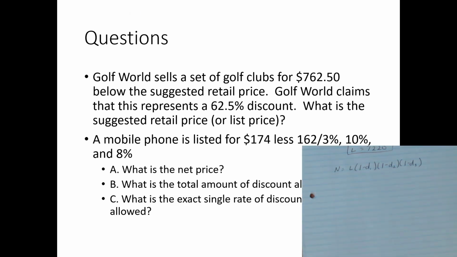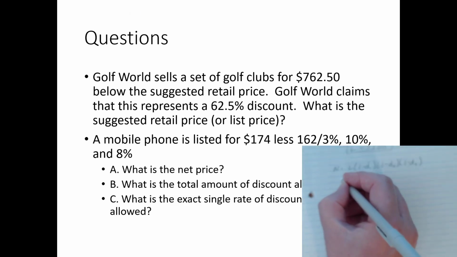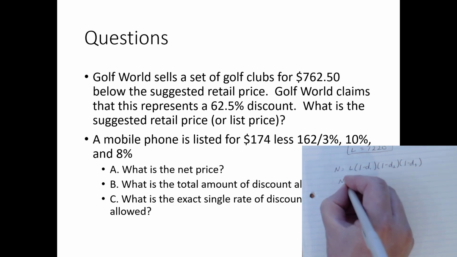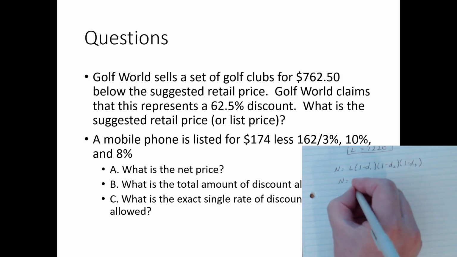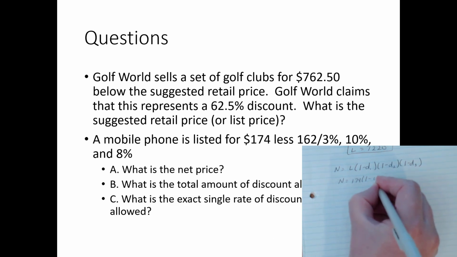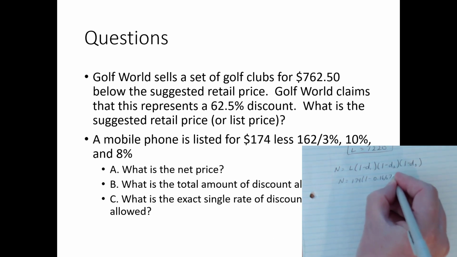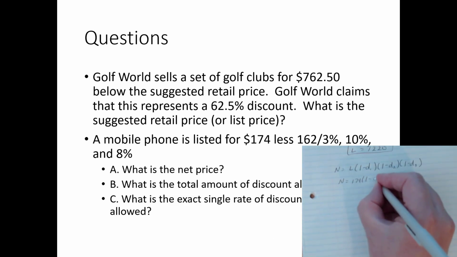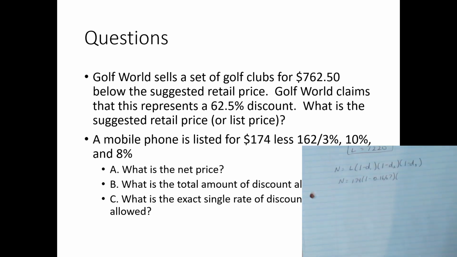And it works. So now it's asking me for the net price, so I just continue on with the N. I do have a list price of 174.1 minus, I'm just going to go to 4 decimal spots here. If you're doing this on MyMathLab or other online assignments, 6 decimal spots is usually what they recommend. Okay. And then 1 minus 0.10, and then 1 minus 0.08.